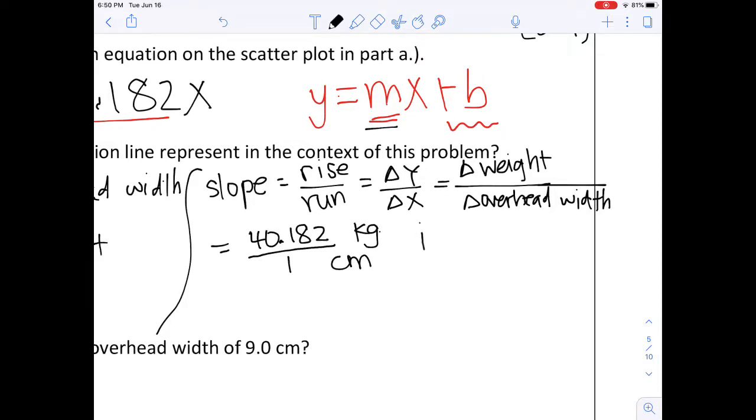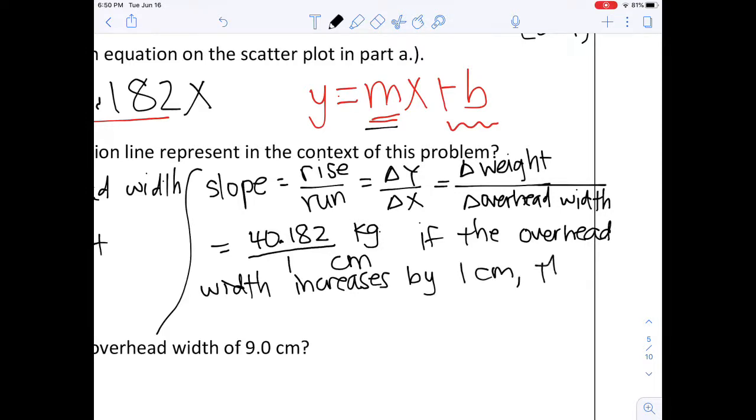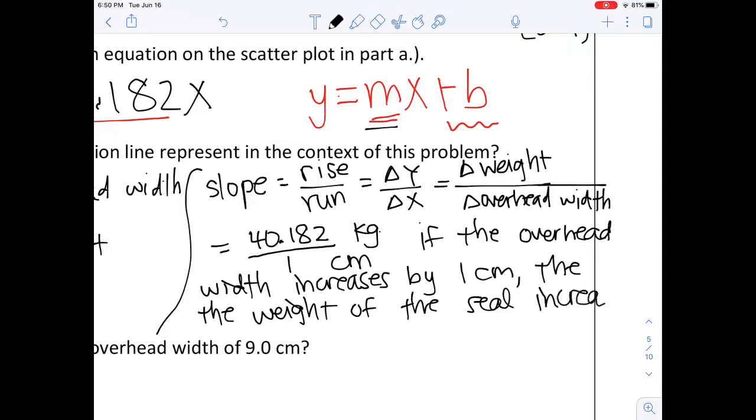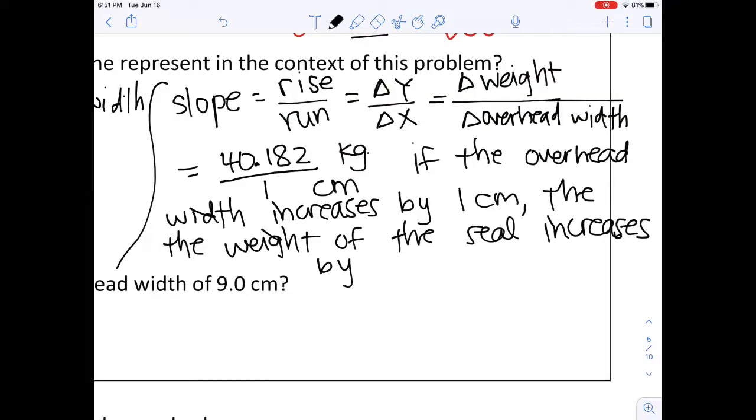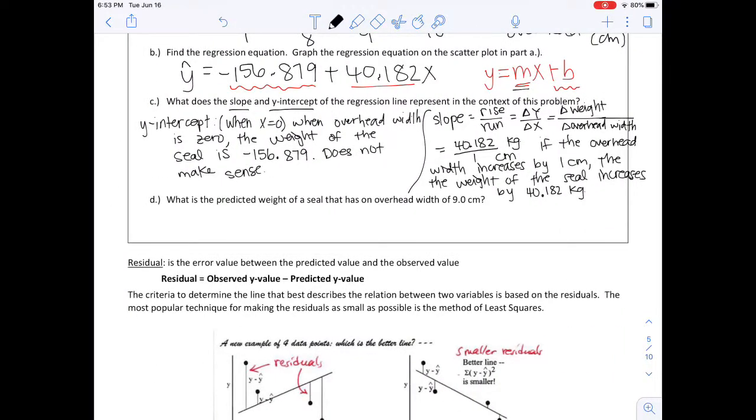So we need to put that in writing. So if the overhead width increases, and the reason why is because it's positive, by 1 centimeter, then the weight of the seal increases, and again it increases because it's positive, by 40.182 kilograms.